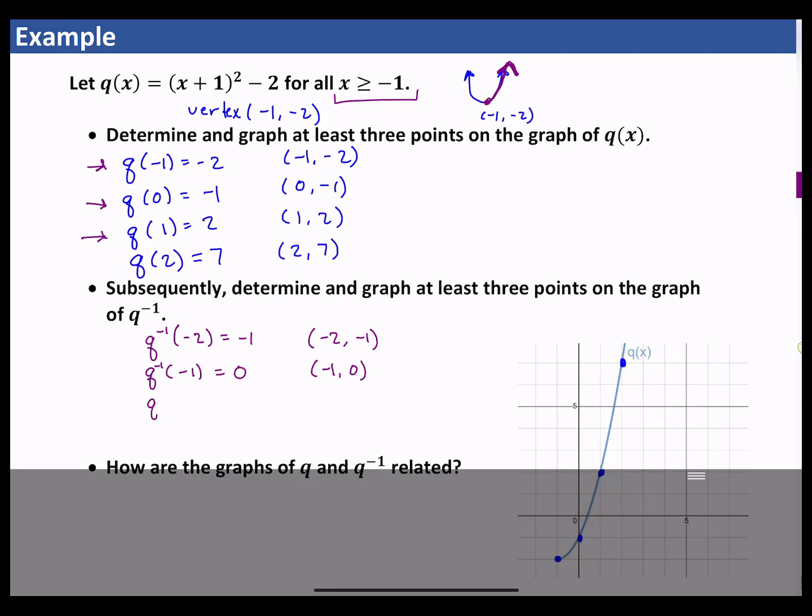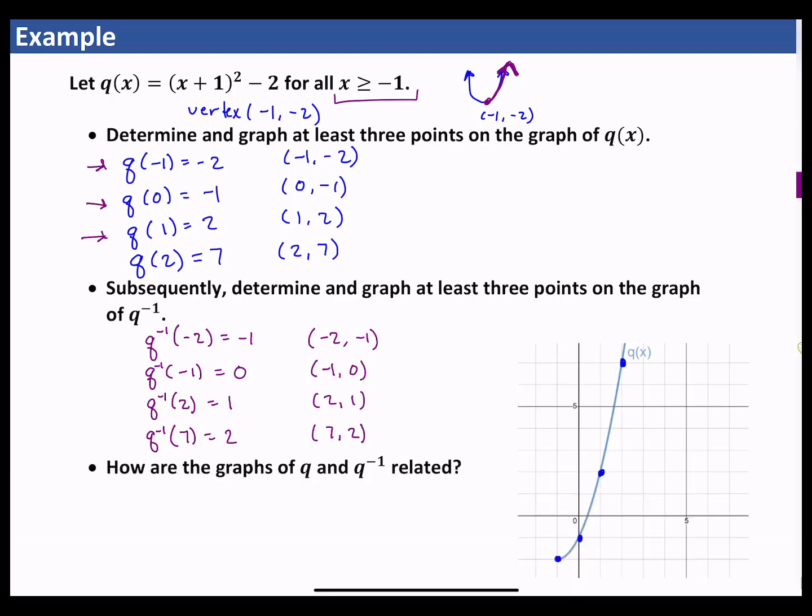q of 1 equals 2, so q inverse of 2 equals 1. So (2, 1) is on the graph of q inverse. And lastly, we can say that q inverse of 7 equals 2. So (7, 2) is on the graph of q inverse. So we'll go ahead and plot these points: (-2, -1), (-1, 0), (2, 1), and then (7, 2). Try to sketch a nice curve here.